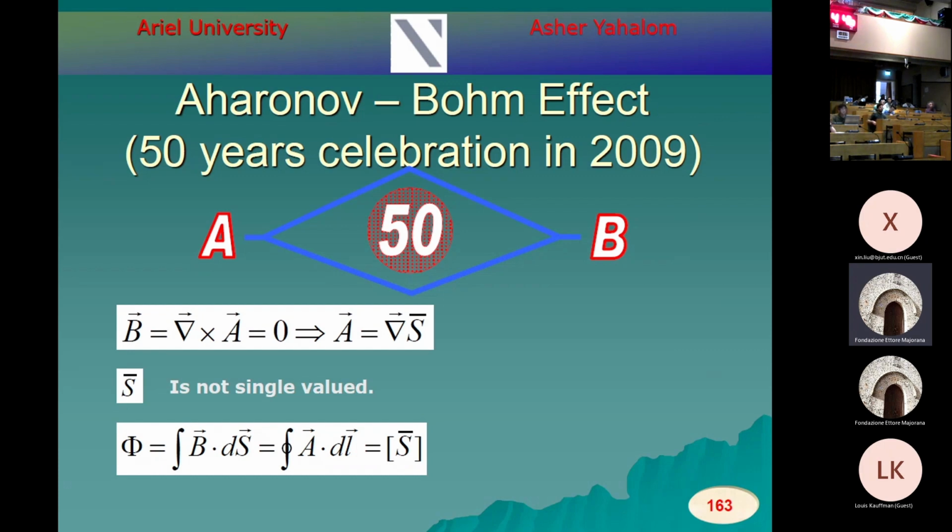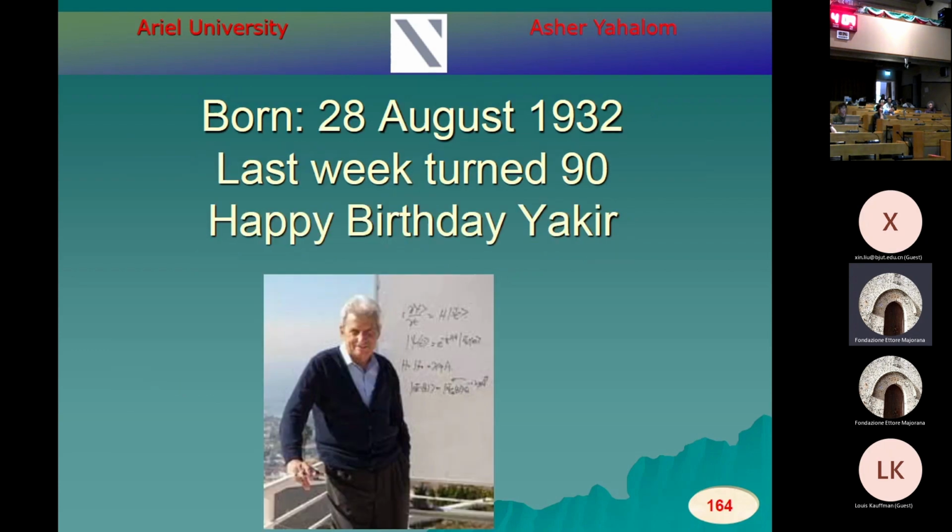In 2009, we celebrated 50 years of the Aharonov-Bohm effect, which was found in '59. This is the logo of this conference. Now, I want to connect it to Renzo's talk about non-single valued functions. If you go outside the flux, curl A is null, therefore A is a gradient of a function, but the flux is not null, and therefore this function S must be non-single valued.